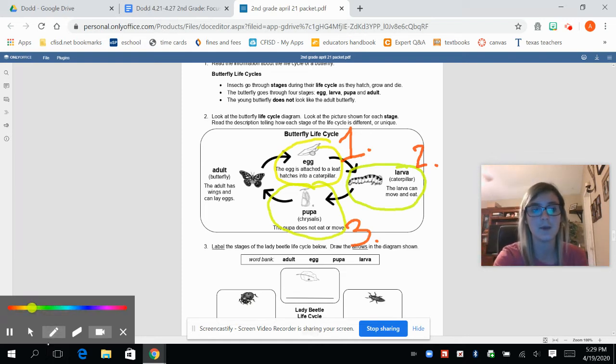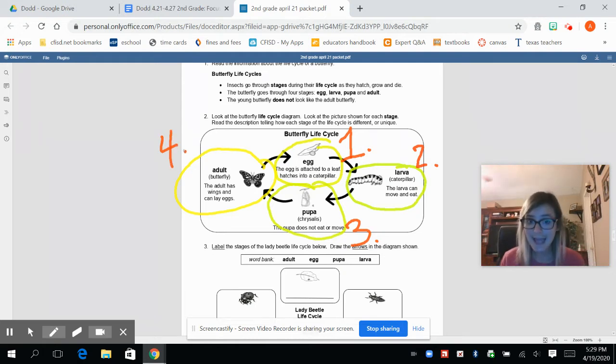So then we move on to the last stage of the butterfly life cycle, which is the adult stage. That's when it has become a butterfly. That's the very end of the butterfly life cycle. So it goes from egg to larva to pupa to adult. When the butterfly is an adult, it has wings and then it lays eggs. And then it goes right back to step one, the eggs that the butterfly laid. And the cycle goes on and on and on.